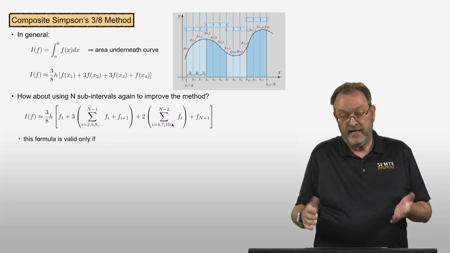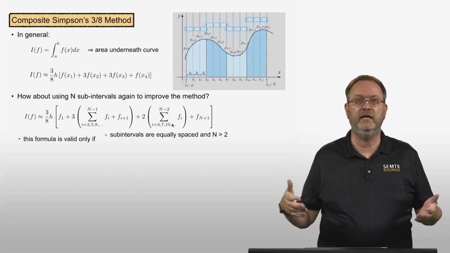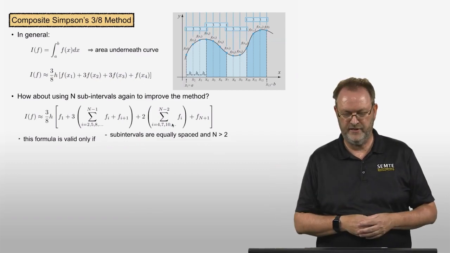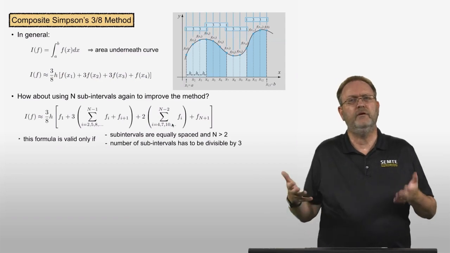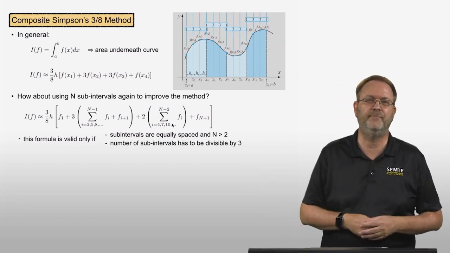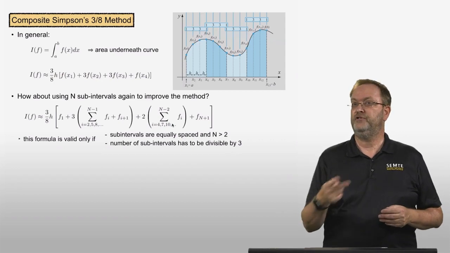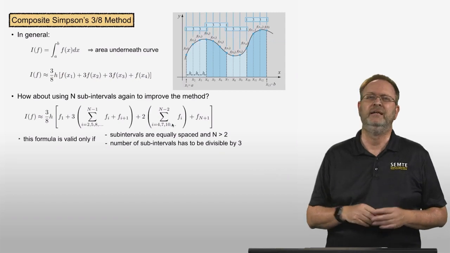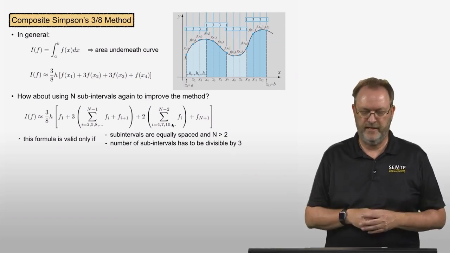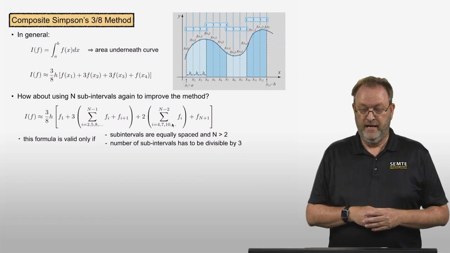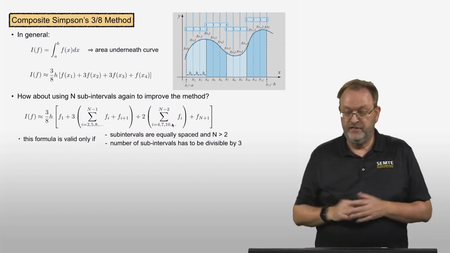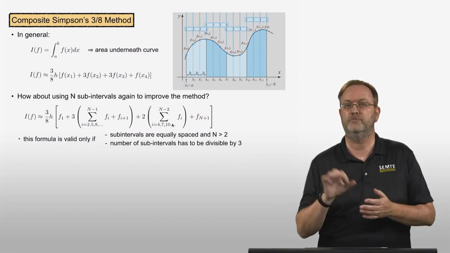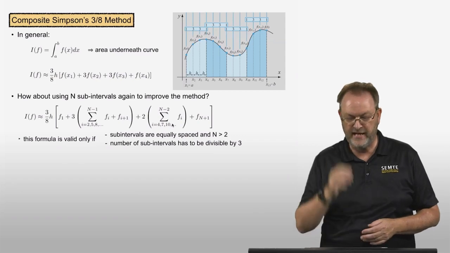Now, this formula is valid only if the subintervals are equally spaced and we have more than 2 subintervals, so 3 and more. If we only have 2 subintervals, then we can do Simpson's 1/3. If we only have 1 subinterval, then the only thing we can do is the trapezoidal method. And now the other condition is that, the way we've derived this formula, the number of subintervals has to be divisible by 3, right? Because we always combined 3 subintervals together.